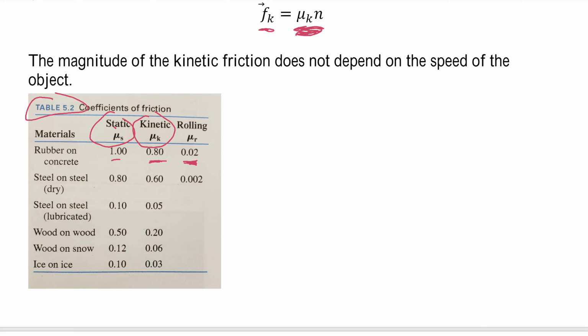So now steel on steel. If I'm trying to push steel, the coefficient is 0.8, and then once I'm actually sliding that steel, it drops down to 0.6. Now if I'm rolling steel, so I have a steel ball rolling on steel, it's 0.002. If you remember when we did that track, we had the steel ball rolling on the steel track. It was actually aluminum, but it's basically the same thing.